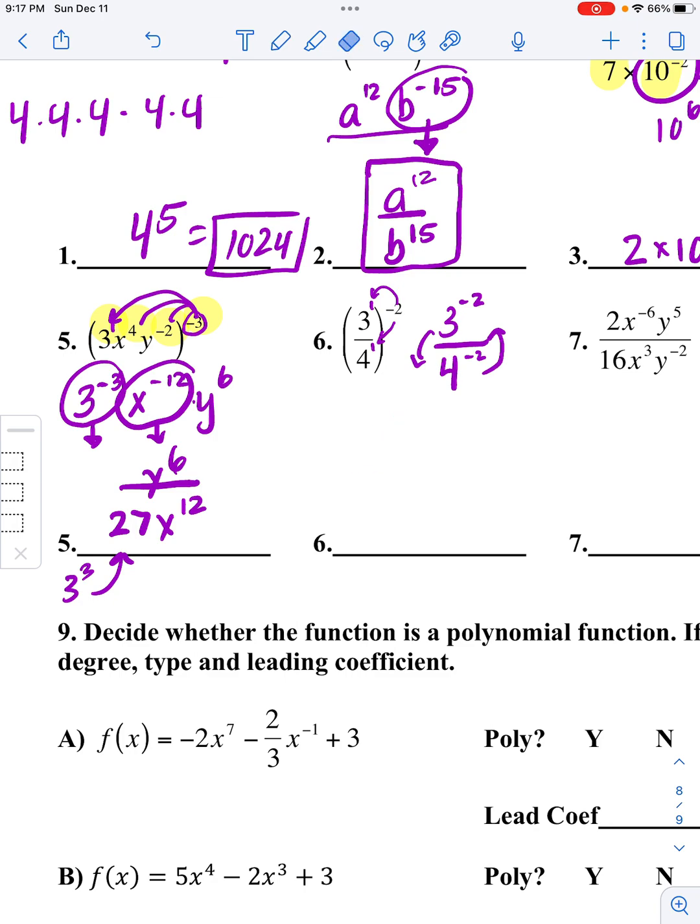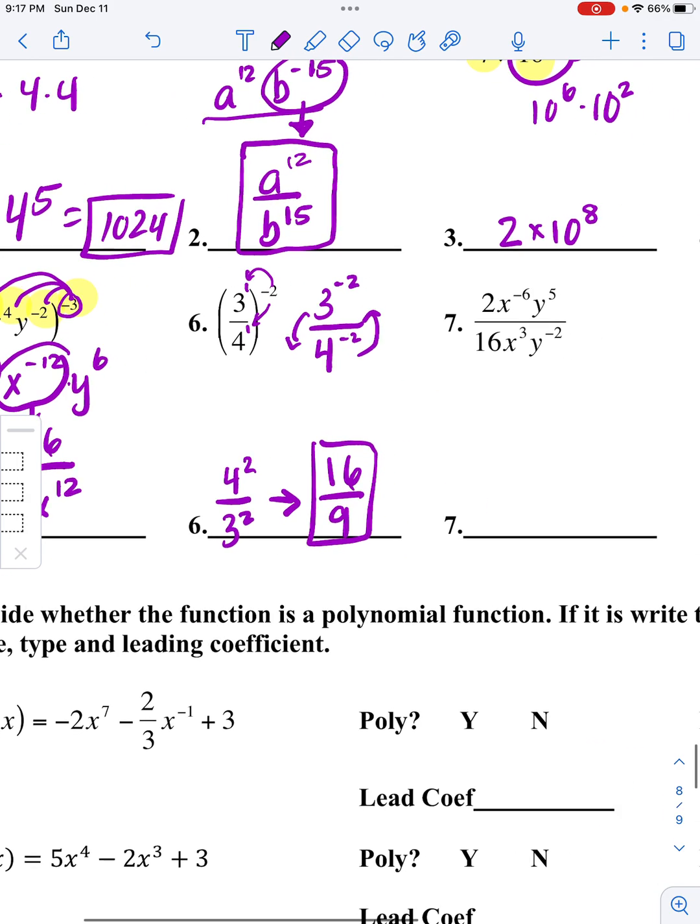I think I'll just write that on the answer line. Because the 4 to the 2nd will move to the top. 3 to the 2nd will move to the bottom. But I go ahead and check my pink chart, 16 over 9, and that doesn't reduce or anything. So that is my final answer.